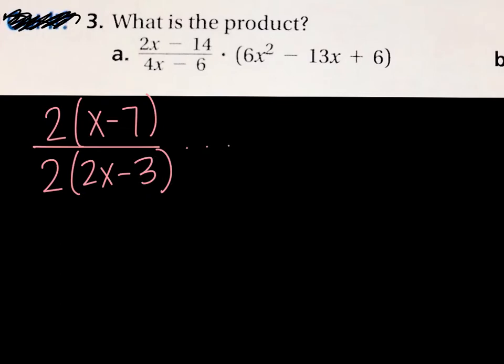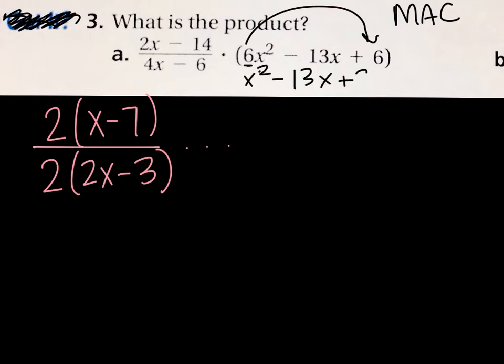Top right's going to be a little more tricky. This has a first term of 6, which means you're going to have to do the MAC method. MAC stands for multiply A and C. So you're going to actually get x squared minus 13x plus 36. And you want to factor that just like normal. We're just going to have to remember to divide at the end.